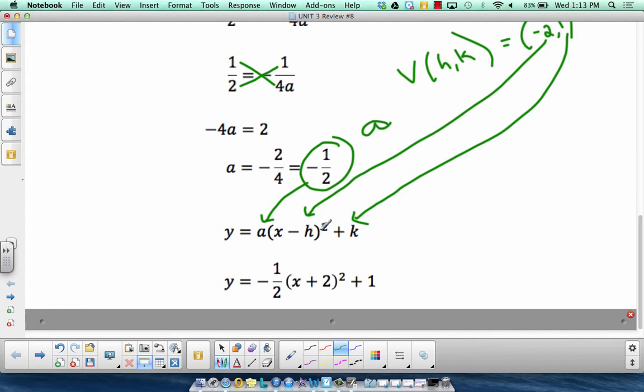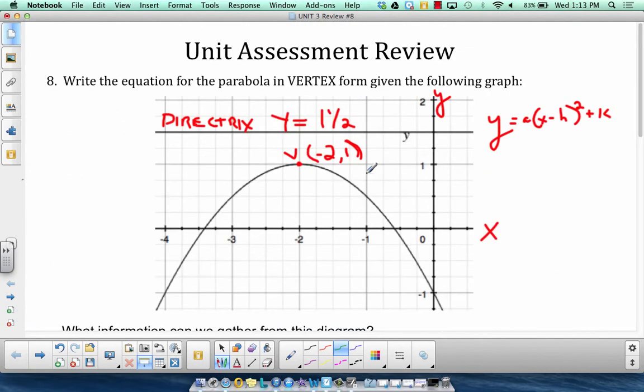Now remember, if you didn't understand something up here, rewind it, listen to it again, try to get a better understanding and a better feel. All right, there's number 8, all done.